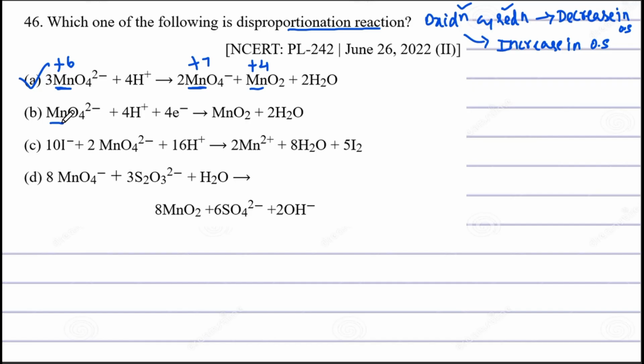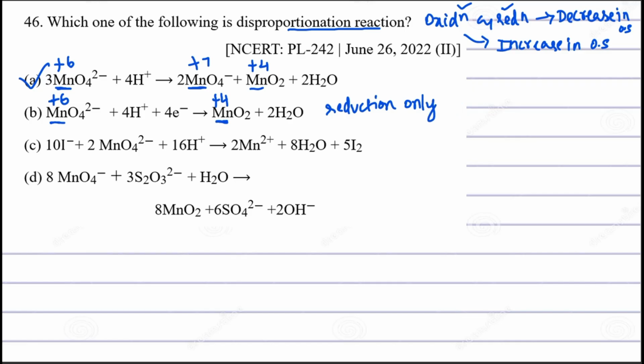The oxidation state of manganese in MnO4- is +6. So in reactant it is having +6 oxidation state. In product it is in MnO2, so the oxidation state is +4. So there is only decrease in oxidation state. What is decrease in oxidation state? It is reduction. So reduction alone takes place. So this is not a disproportionation reaction.